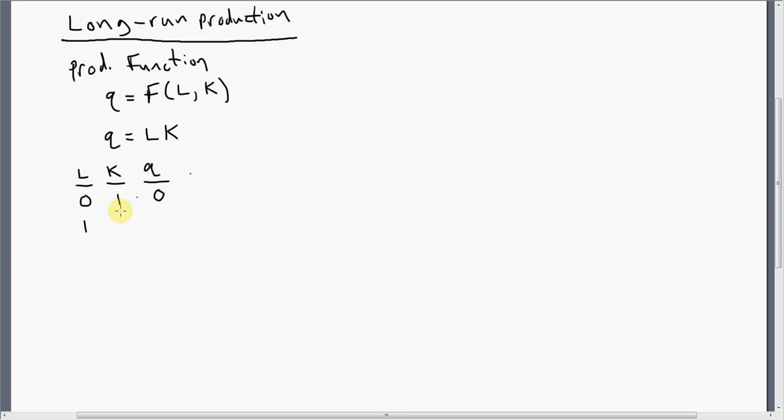If L is 1 and K is 1, this firm produces 1 unit of output. And we could just do this for various labor capital input combinations. 2 units of labor, 1 unit of capital gets us 2 units of output. You can try different combinations here, 4 and 6, 24 units of output, and so on. So this is the idea of a production function. We throw in some inputs and we see how much output we can get.